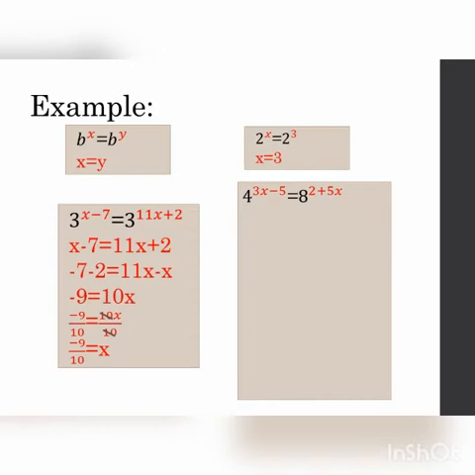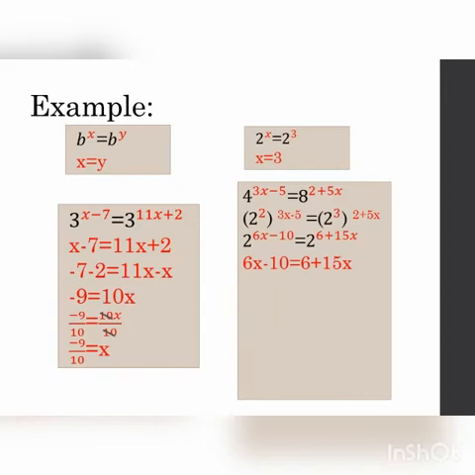4 raised to 3x minus 5 is equal to 8 raised to 2 plus 5x. Since the bases are not equal, we will factor them. 2 squared, in parentheses, raised to 3x minus 5 is equal to 2 cubed, in parentheses, raised to 2 plus 5x. 2 times 3x minus 5 is equal to 6x minus 10. 3 times 2 plus 5x is equal to 6 plus 15x.